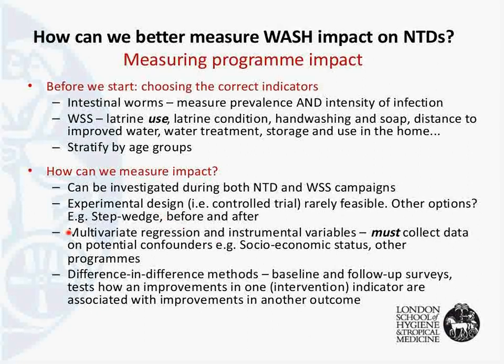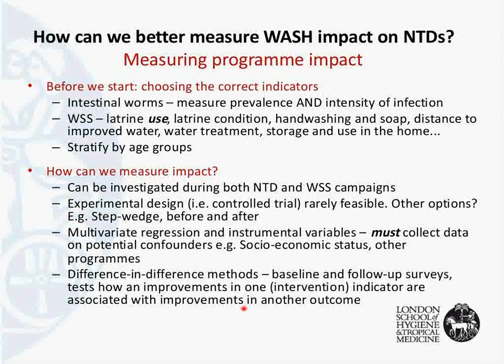We also need to think about collecting information on all potential confounders. If socioeconomic status is an important confounder, we need to make sure that we've effectively been able to measure that. We might also want to measure other programs. For example, LF treats people with albendazole, which is also the drug that we use to treat intestinal worms. So if we're interested in intestinal worms within our study area, and we also have an LF program, we need to make sure that we collect data on this.